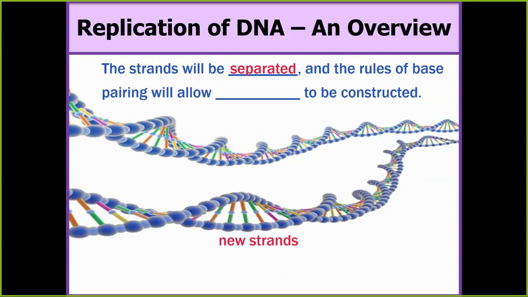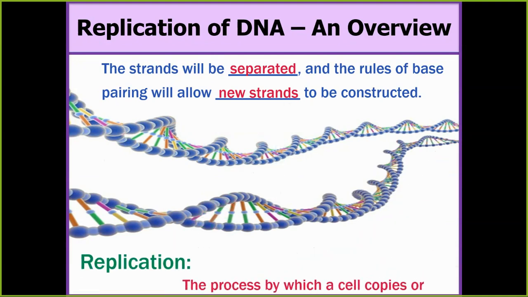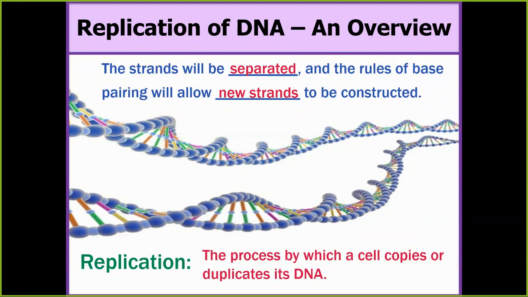When we talk about replication, again, and we talked about this earlier in our do now, what we are talking about is the process by which a cell can copy or duplicate its DNA. Remember, we talked about two types of cell division. We talked about mitosis earlier this year, and mitosis is the process of making your regular body cells, like your muscle cells, skin cells, liver cells. If I was a tree, this might be the leaf cells or the bark cells, right?